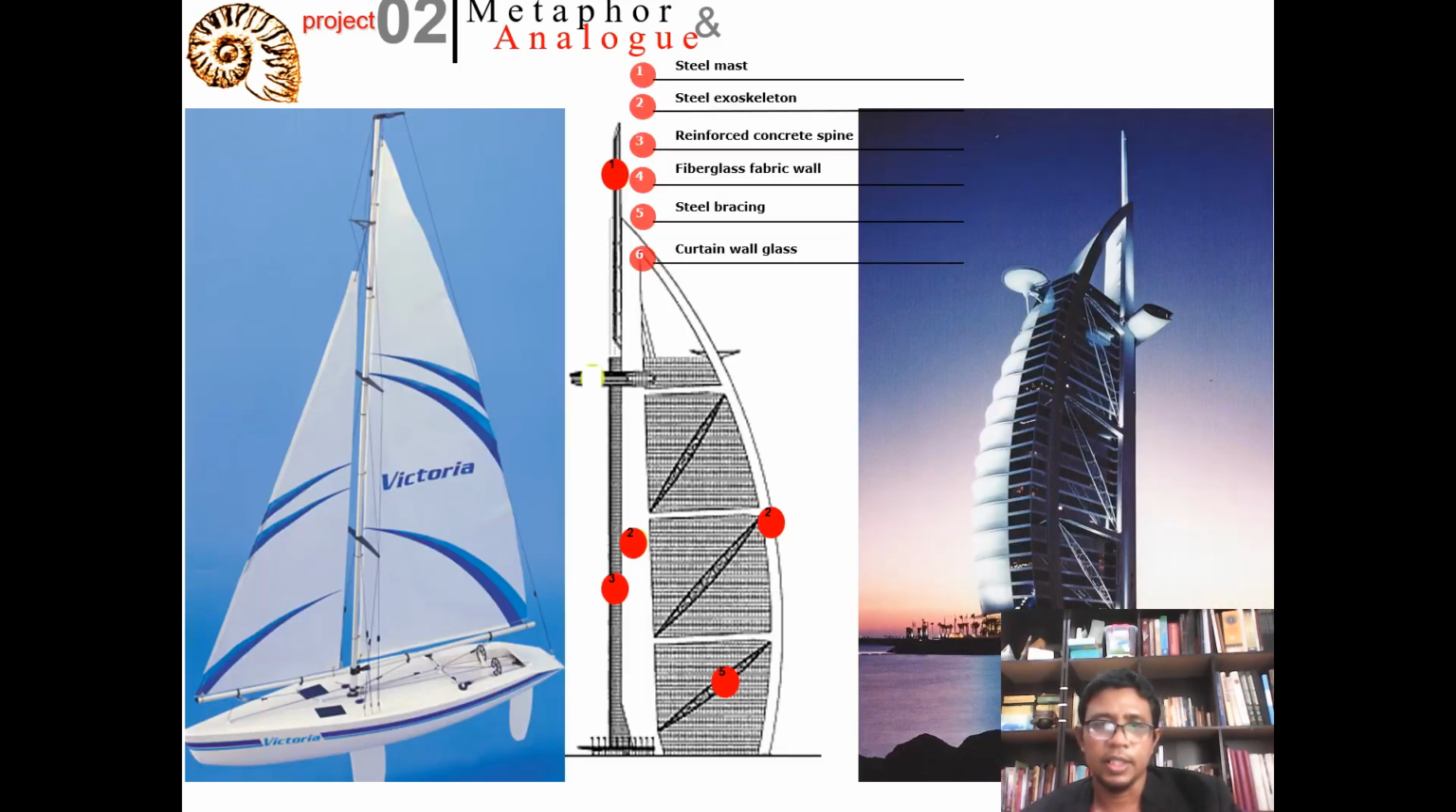This is another example in Dubai, but this one is a bit special. It is a combination of metaphor and analogy. You can see there is a characteristic of the sailboat here, the structure and so on, but the form itself is a metaphor from the shape of the sailboat.